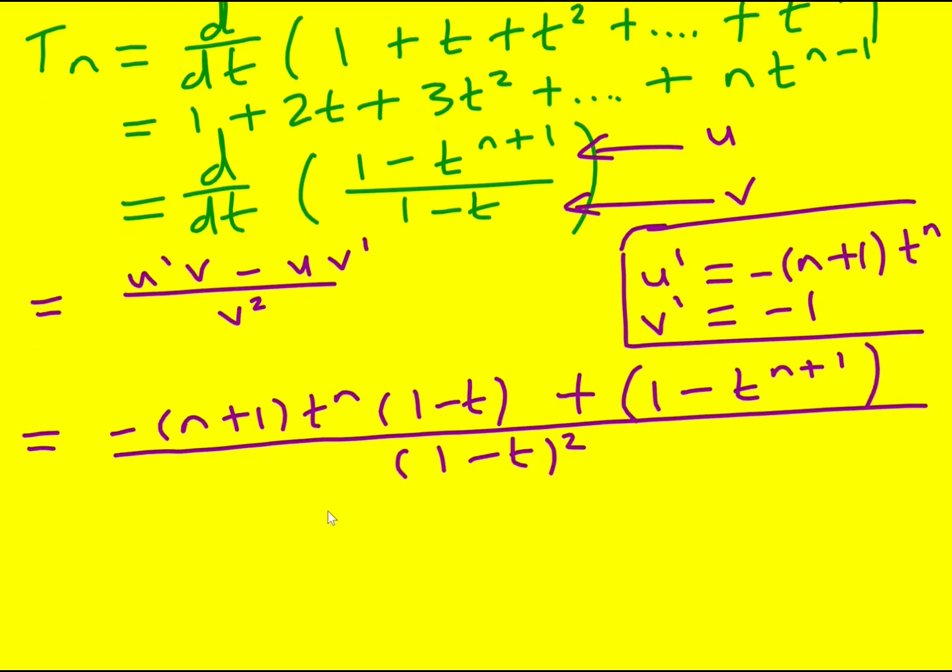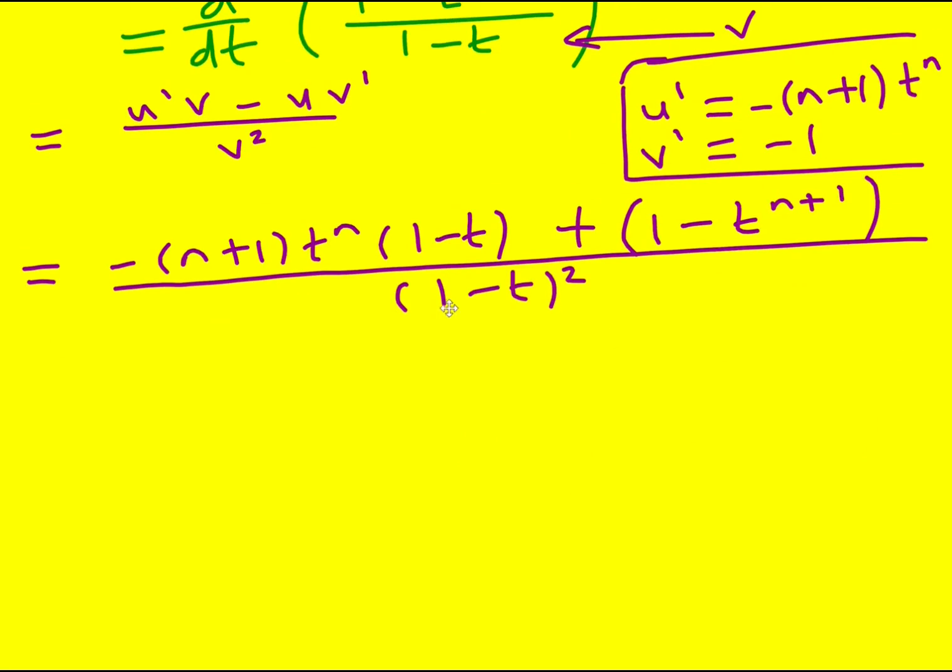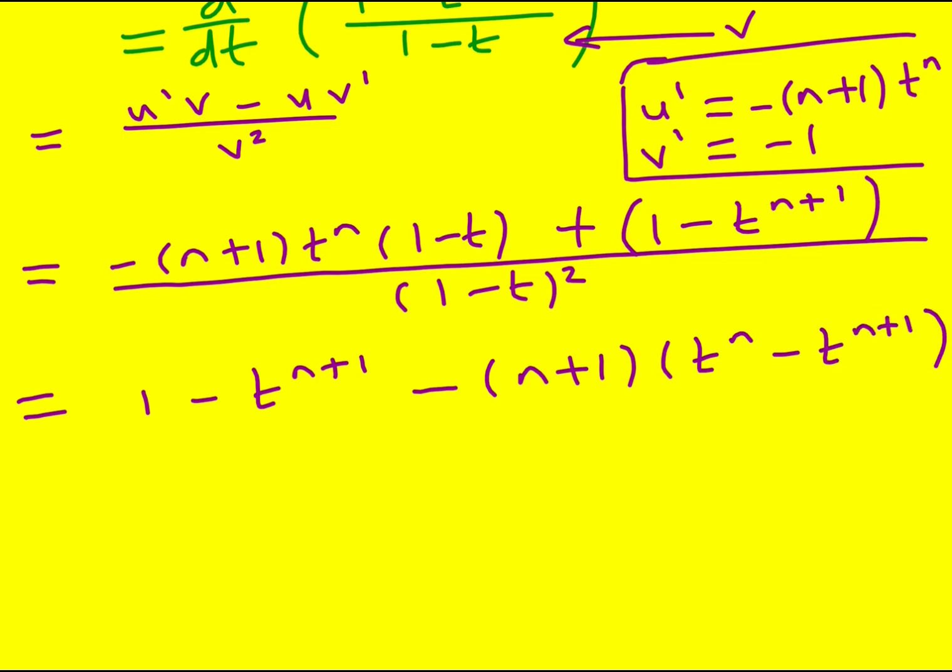Now, we're nearly there, but it's always good to try and simplify these things, and this will simplify, so you should play around with it just to check if it will. So first of all, I'm going to write this one first. It's going to be 1 minus t to the n plus 1, and then it's going to be minus n plus 1, and then I'm going to expand this bit out. So it's going to become t to the n minus t to the n plus 1.